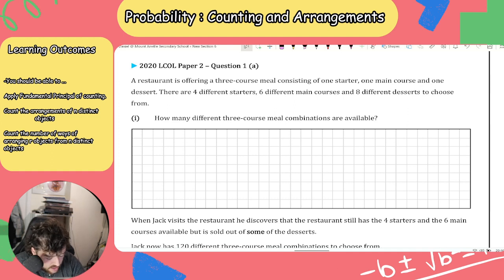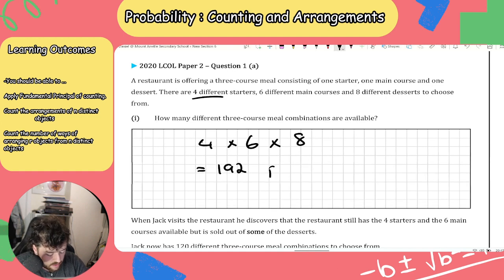Well, for starters, he has 4 options. How many options does he have for mains? He has 6 options for main. How many options does he have for dessert? He has 8 options for dessert. So 4 times 6 times 8. He has in total 192 possible combinations there.